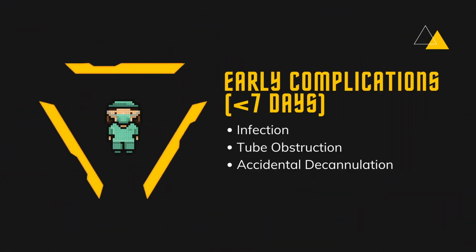Early complications include infection and tube obstruction, which comes from the obstruction of inspissated secretions due to the loss of natural warming and humidification of the airway, causing drying of tracheal mucosa. Accidental decannulation, which may be associated with patients with altered mental status, increased secretion, and nursing shift changes.